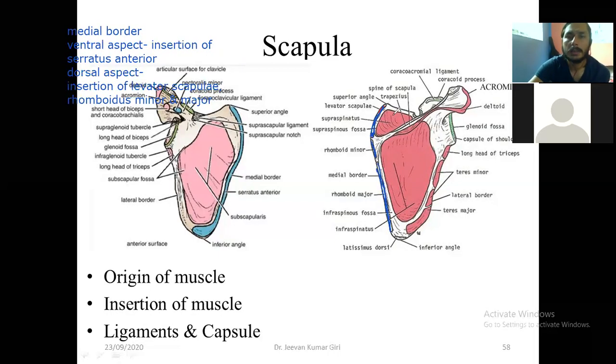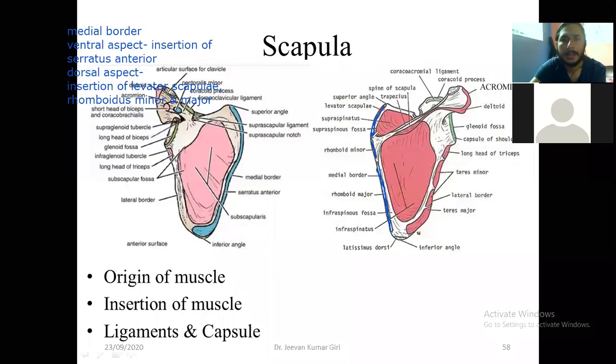Now see here, along the medial border, in the upper part of the medial border, that is in between the superior angle and the root of spine, there is the insertion of the levator scapulae. While writing the insertion of levator scapulae, you can write like this: levator scapulae is inserted along the dorsal aspect of the medial border, in between the superior angle and the root of the spine. So this is the insertion of the levator scapulae.